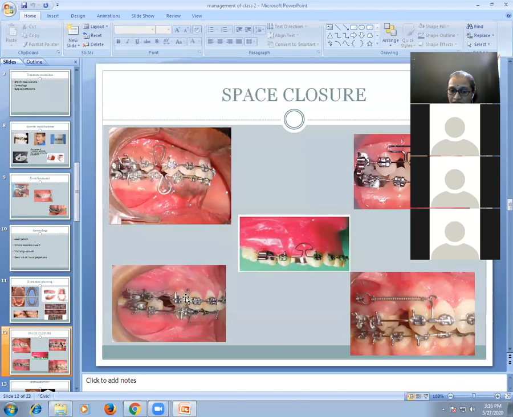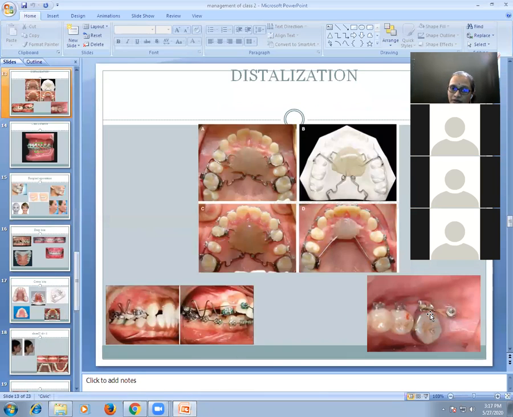So this E-chain is applied to a hook and the molar hook and allowed to retract the anteriors. Then an open coil spring. Sorry, a closed coil spring is stretched from an implant placed in the maxilla to the hook. These are some ways of space closure.